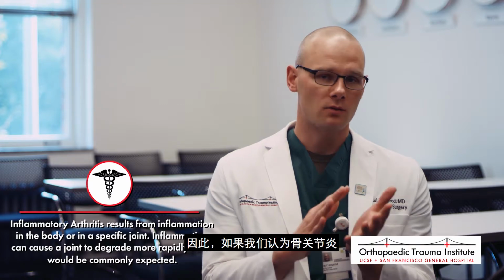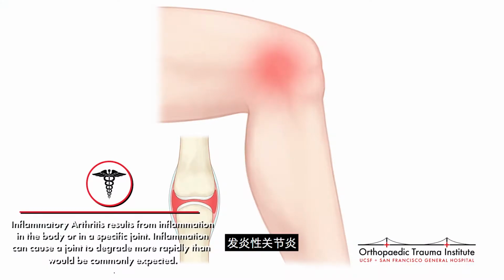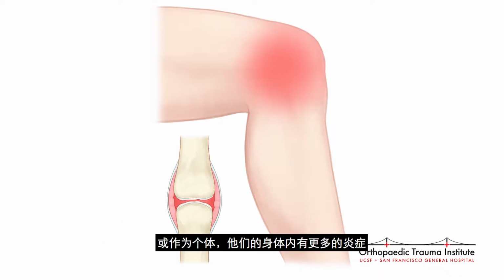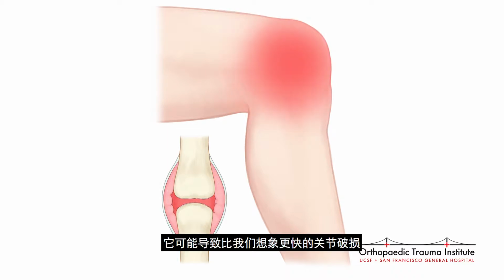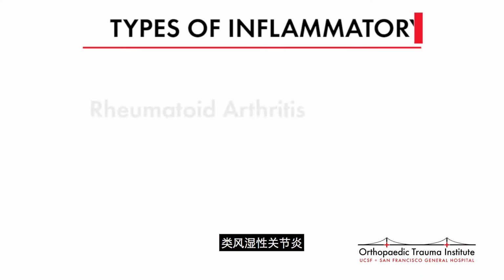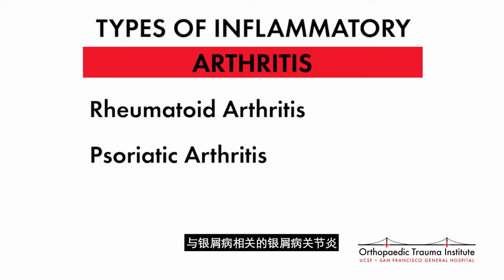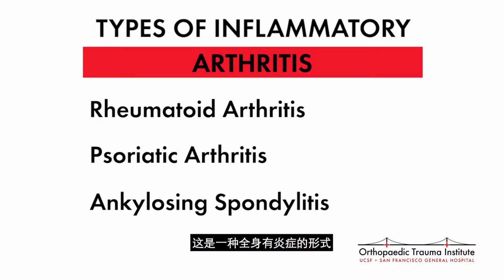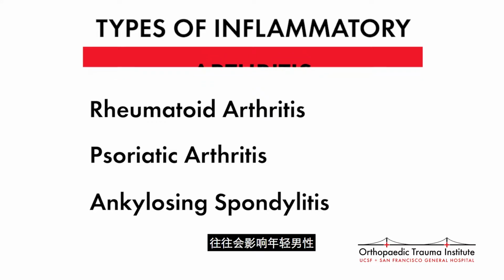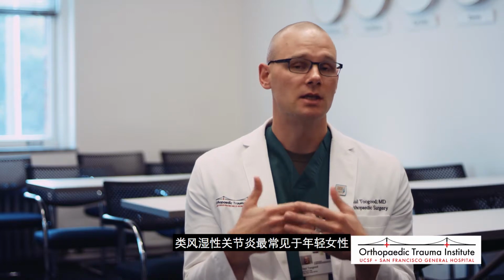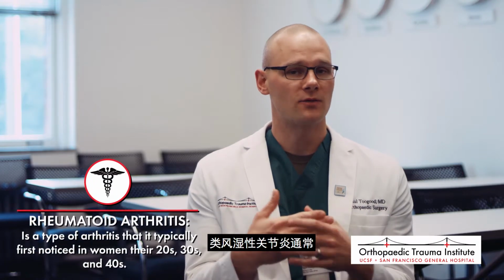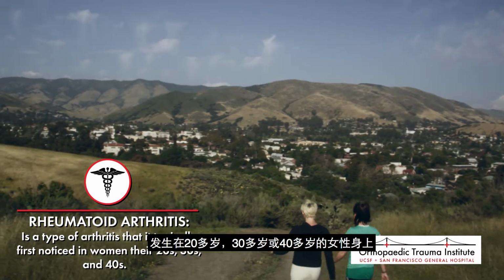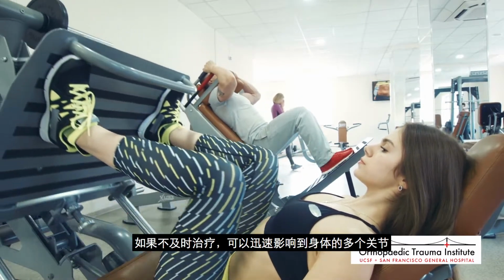So another common cause of arthritis is inflammatory arthritis. So whereas we think of osteoarthritis as mostly a mechanical phenomenon, inflammatory arthritis occurs in an individual who has more inflammation in their body than normal. When there's a lot of inflammation in a joint, it can lead to the destruction of that joint over time more rapidly than we would normally expect. Common examples of inflammatory arthritis would be rheumatoid arthritis, psoriatic arthritis associated with psoriasis, and also ankylosing spondylitis, which is a form of, again, systemic inflammation that tends to affect young men. Rheumatoid arthritis most commonly affects young women. So whereas osteoarthritis typically affects anyone over a certain age, rheumatoid arthritis typically is first noticed in women in their 20s, 30s, 40s, and if left untreated can affect multiple joints in their body quite rapidly.